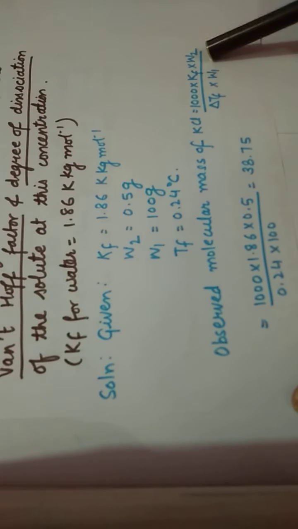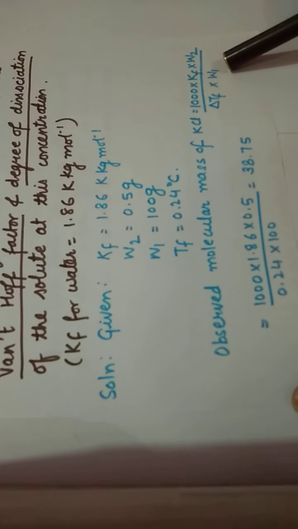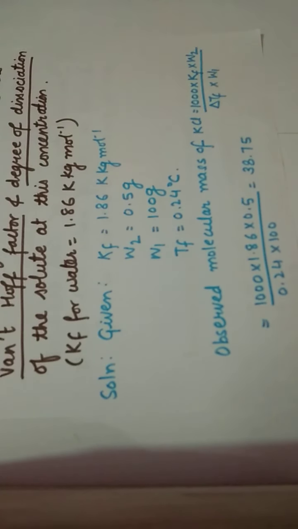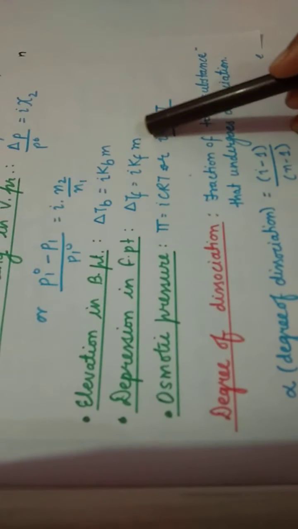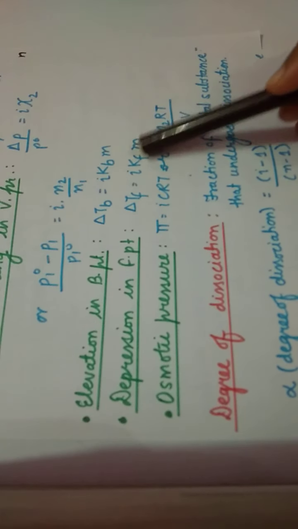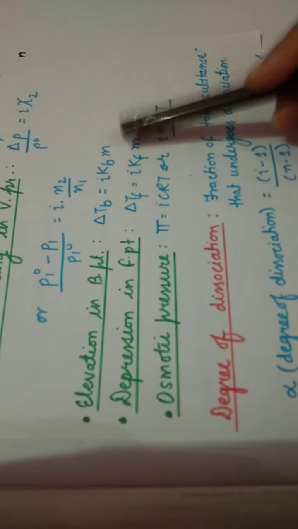1000 into Kf into W2 upon delta Tf into W1. Okay, this is the formula. You know, children, how we got this formula? Here we have put in this formula the value of molality. You know what is the value of molality, children?